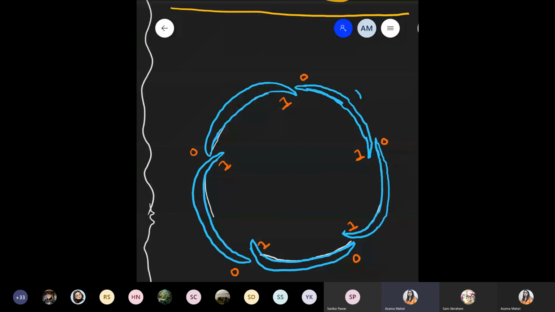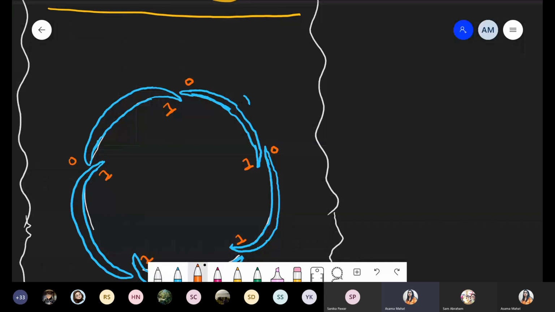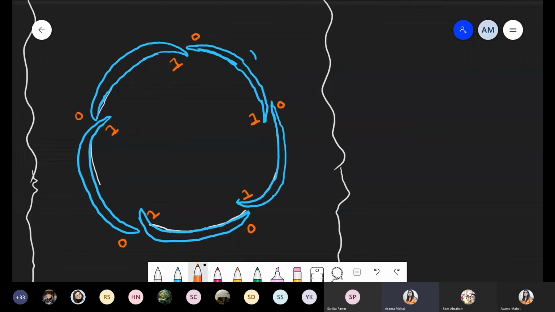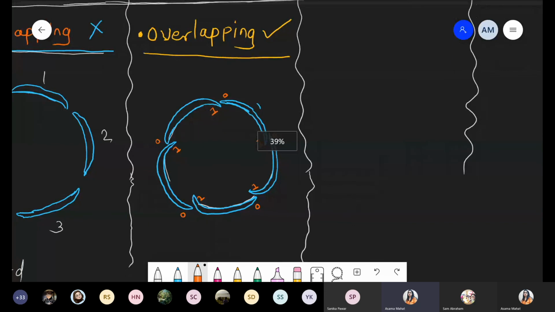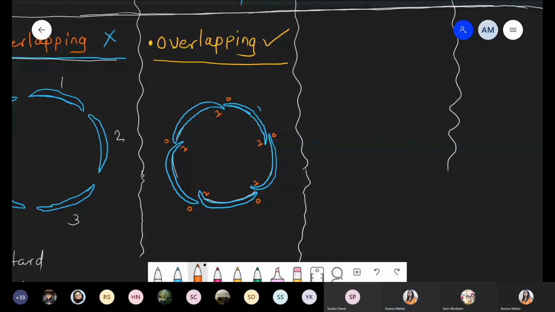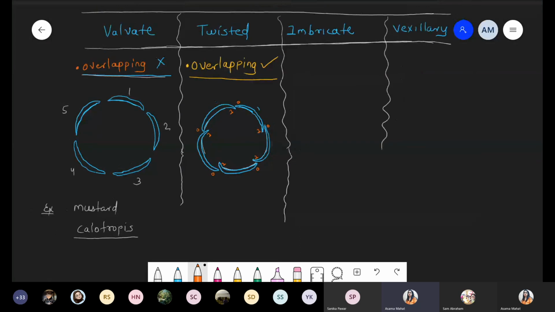Overlapping is present. Definitely overlapping is present, but the simple overlapping will be represented like this. One end, because sepal and petal have two ends. One end is present toward the outer side and the other end is present toward the inner side. Such a condition is called twisted. What is the meaning of twist? Twist means overlapping is present.